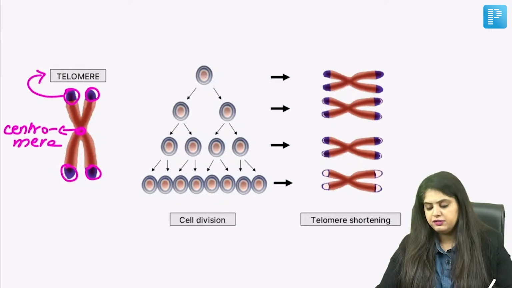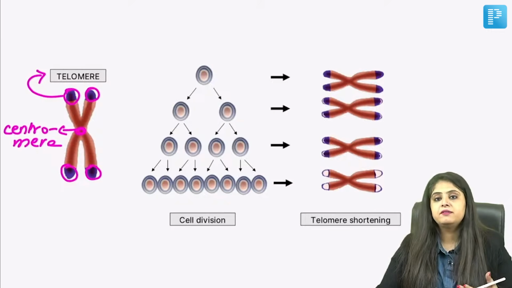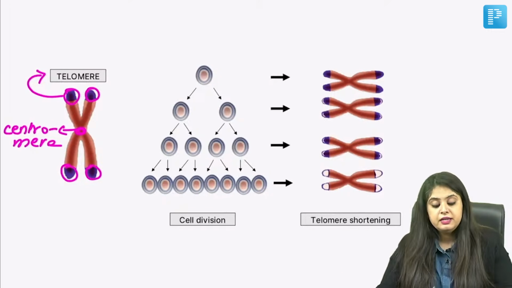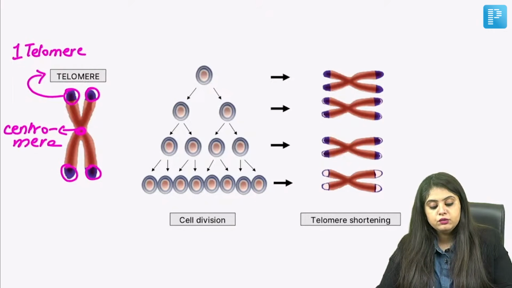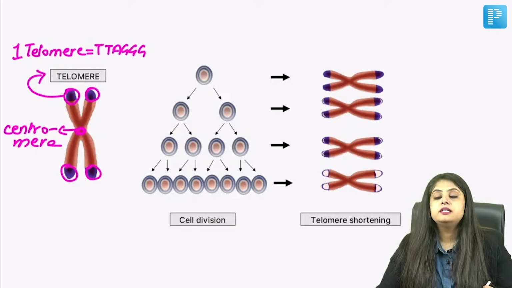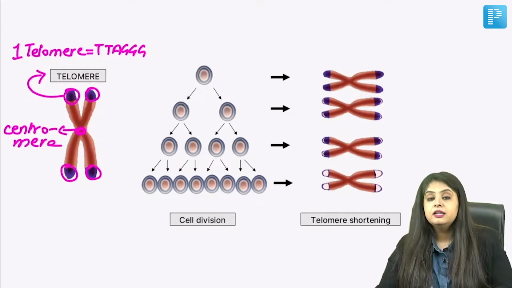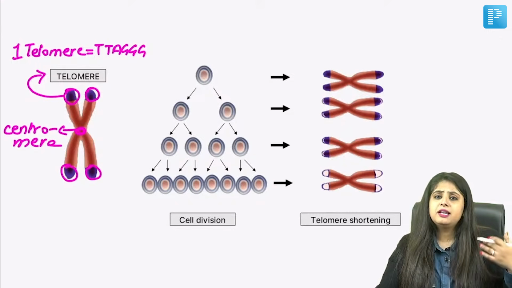How many telomeres? I don't know the numbers. You can have lakhs of telomeres, thousands of telomeres. Everyone has a different number. If I have to ask you what is the sequence of one telomere, it is going to be TTAGGG. This is one telomere, means it has 6 nucleotides. Like this, you have thousands and lakhs of telomeres.